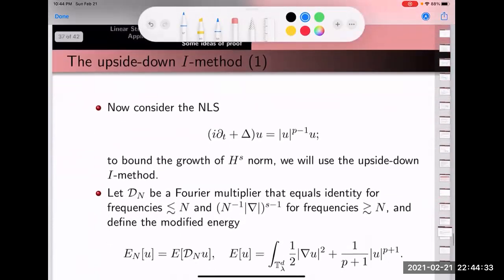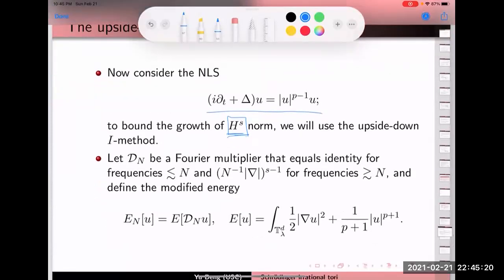So now we consider the nonlinear Schrodinger equation. If you want to bound the growth of the HS norm, the standard method is Bourgain's high-low method, or later the CKSTT group developed the method called the upside down I method. The idea is that the H1 norm is linked to the conserved energy. The HS norm, if S is bigger than 1, isn't linked to any particular conserved energy. However, you can try to construct a modified energy at the level of the HS norm. That is not really conserved, but it's almost conserved in the sense that its time increment has a very nice control.